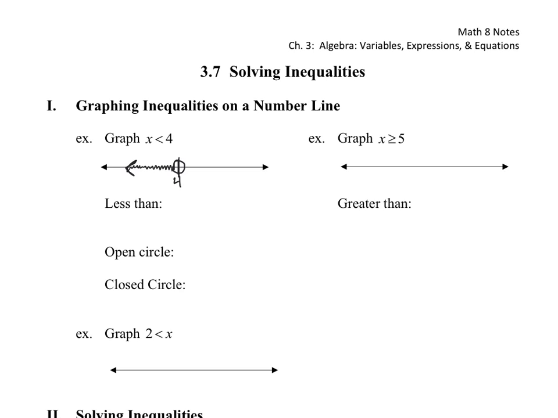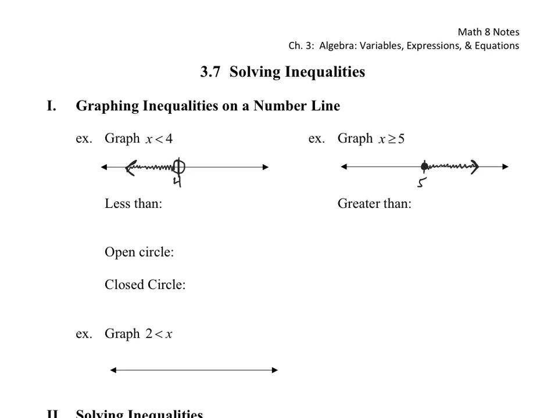Let's do one more. A number 5 is right there in the middle. This time it says x is greater than or equal to 5. Can x be 5? Yes. So in this case, we put a closed circle, a circle that's filled in, on 5. So if x is bigger than or equal to 5, do the numbers have to go to the right or to the left? Right. So you shade to the right.